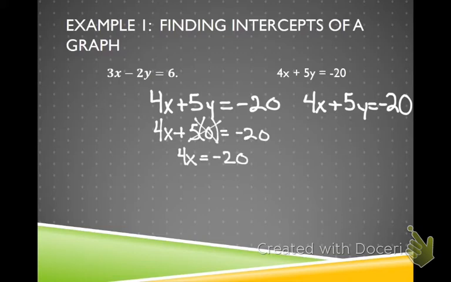Now what do I do? Divide by 4 on both sides, and x equals negative 5. So what's going to be my ordered pair? Negative 5, 0.